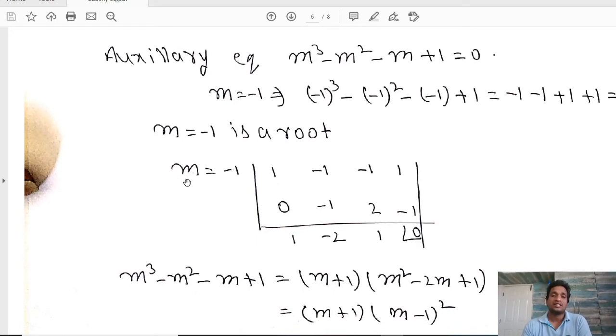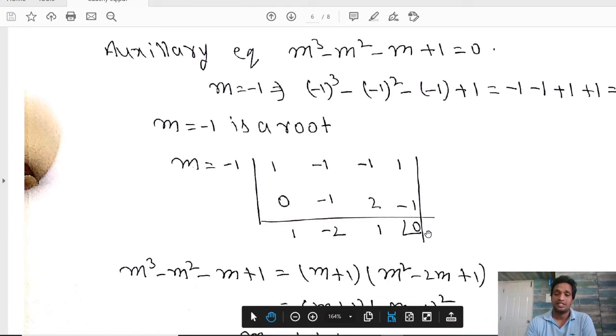So by the division method, with m equal to minus 1, I am writing the coefficients of our equation in decreasing order. That is, m cube coefficient is 1, m square coefficient is minus 1, m coefficient is minus 1, constant is 1. Keep 0 here, 1 into 1 plus 0 is 1, 1 into minus 1 minus 1, minus 1 plus minus 1 will be minus 2, minus 2 into minus 1 is 2, minus 1 plus 2 is 1, 1 into minus 1 will be minus 1. In the last step, if you add this, you get 0.